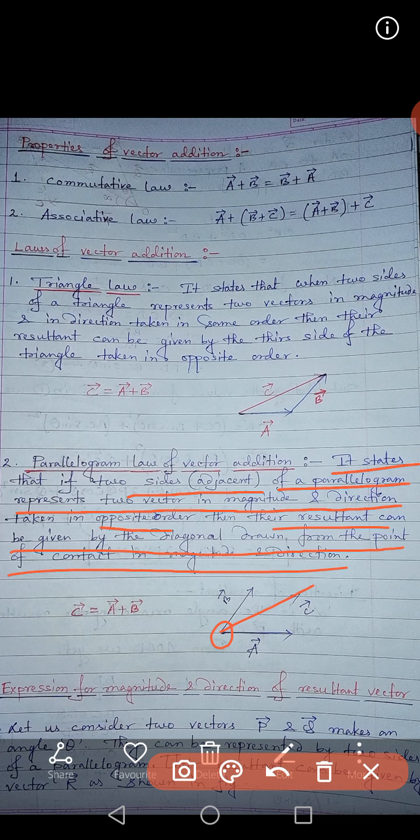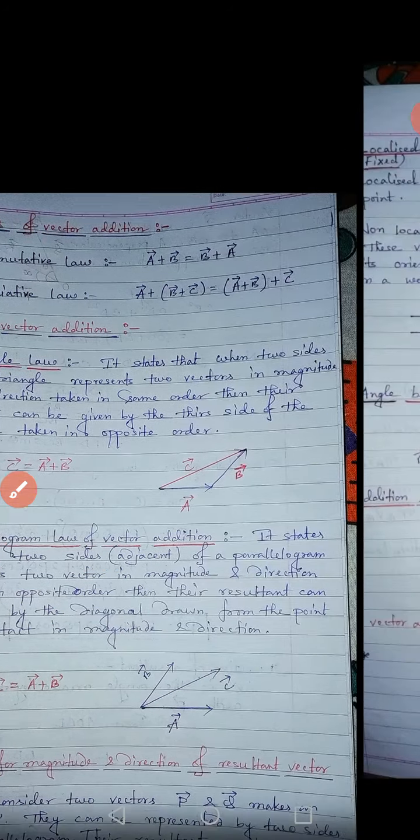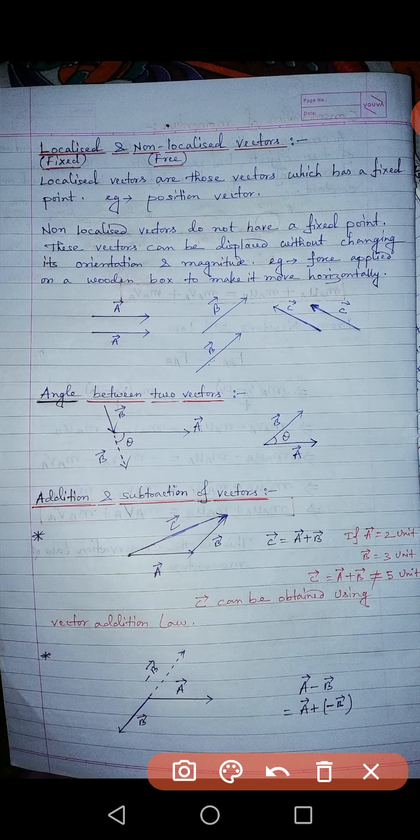The same thing I told when I discussed vector subtraction. Here I told you that if this is vector A and this is vector minus B, then what will be the resultant C? They are just two sides of a parallelogram taken in opposite order. So the resultant should be drawn from the point of contact like this. That is the diagonal of the parallelogram. So I think both the laws are clear.